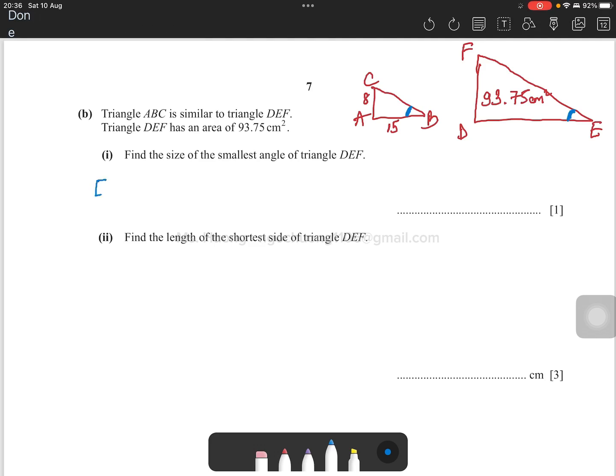So to find the value of the angle E, we'll find the value of the angle B. Angles A, B, C add up to 180 degrees, so to find the value of B, you need to know the value of A and C. A is 90 degrees because it's a right angle. And according to the previous question, the angle C is 61.9 degrees. So we subtract 90 and 61.9 from 180 degrees. The answer is 28.1 degrees.